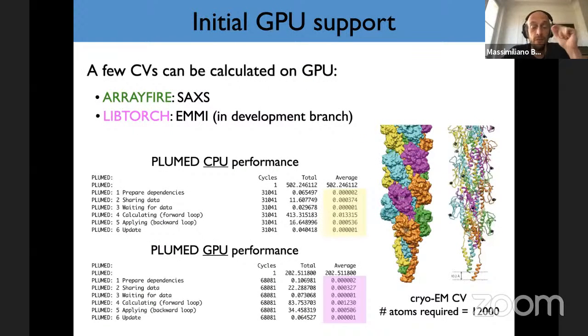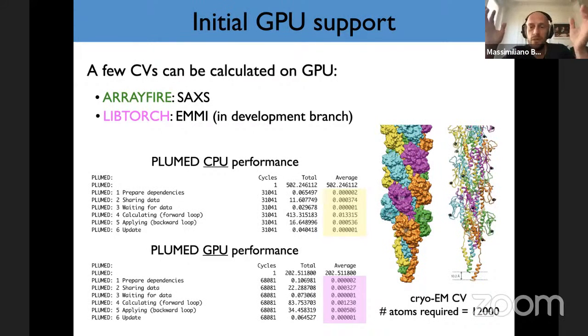So there are some very, very few collective variables for which we are trying and experimenting an implementation on the GPU. This is done using different, more user-friendly libraries, such as libtorch. If you're familiar with machine learning, you're familiar with PyTorch, and libtorch basically is a C++ version of PyTorch. And you can see here, for example, what we want to calculate is these huge three-dimensional densities that are typical of cryo-electron microscopy experiments.